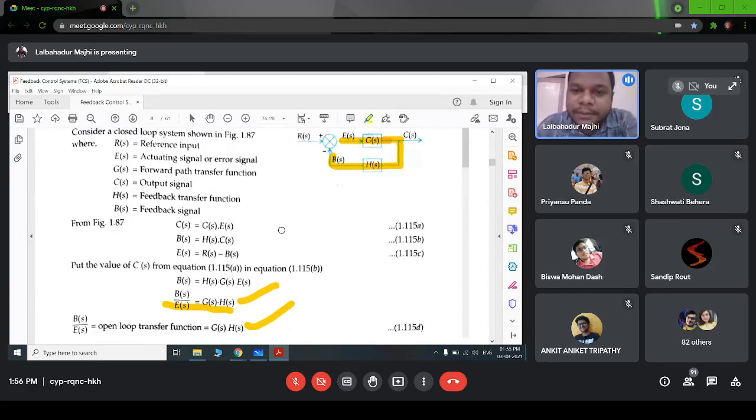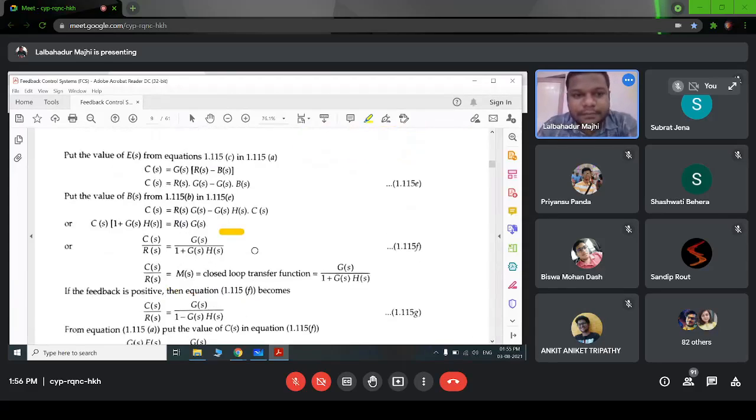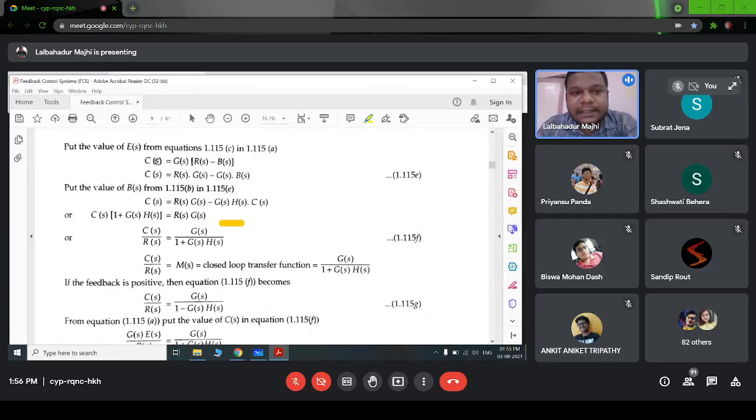Then we will go to the closed loop system. That means we have to consider all these things. Consider closed loop, so C of S will be the output and R of S will be the input. Similarly, we can write C of S is equal to, where we replace E of S with R of S minus B of S. Manipulating similarly, we will get C of S divided by R of S equal to G of S divided by 1 plus G H.